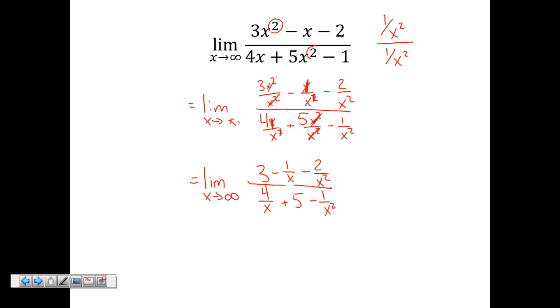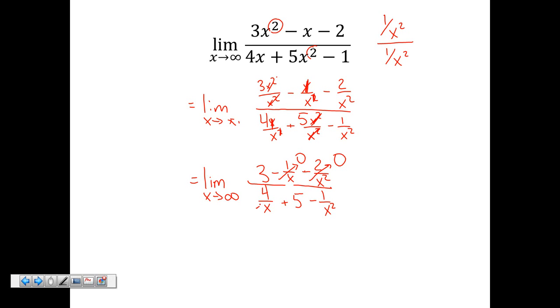Now, here's the really cool stuff. Remember, when we take 1 and divide it by infinity, or if we take any number and divide it by infinity, it goes to 0. If you take, for example, 2 and divide it by infinity squared, that's 2 divided by a really huge number like 80 bazillion squared. All of these fractions go to 0 with my limit.